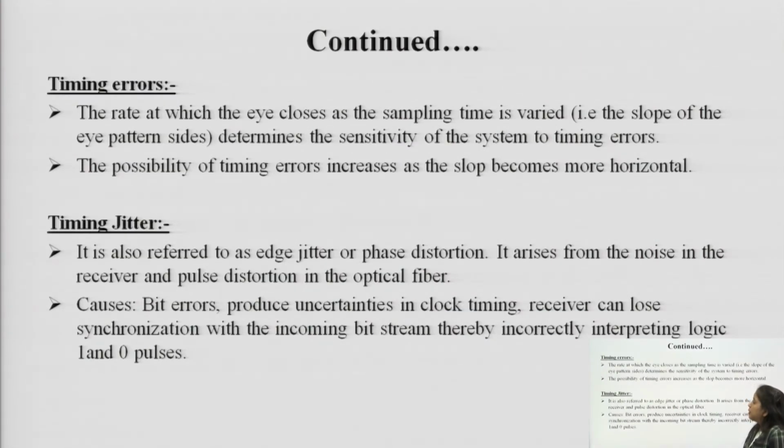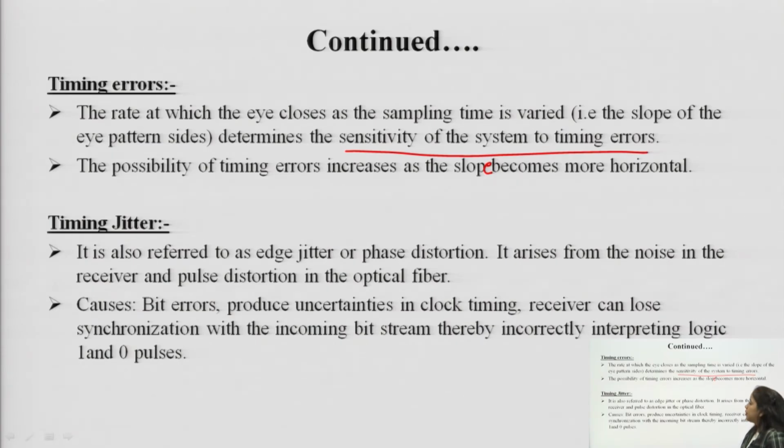Now, the timing errors. All these parameters can be decided with the eye diagram, that is why we are discussing them here under the heading of the eye diagram. Timing error: the rate at which the eye closes as the sampling time is varied, that is the slope of the eye pattern sides, determines the sensitivity of the system to timing error. Sometimes the eye broadens and sometimes it closes, sometimes the eye is open and again it closes. So, the rate at which this eye closing process occurs as the sampling time is varied decides the sensitivity of the system to timing error. The possibility of timing error increases as the slope becomes more horizontal.